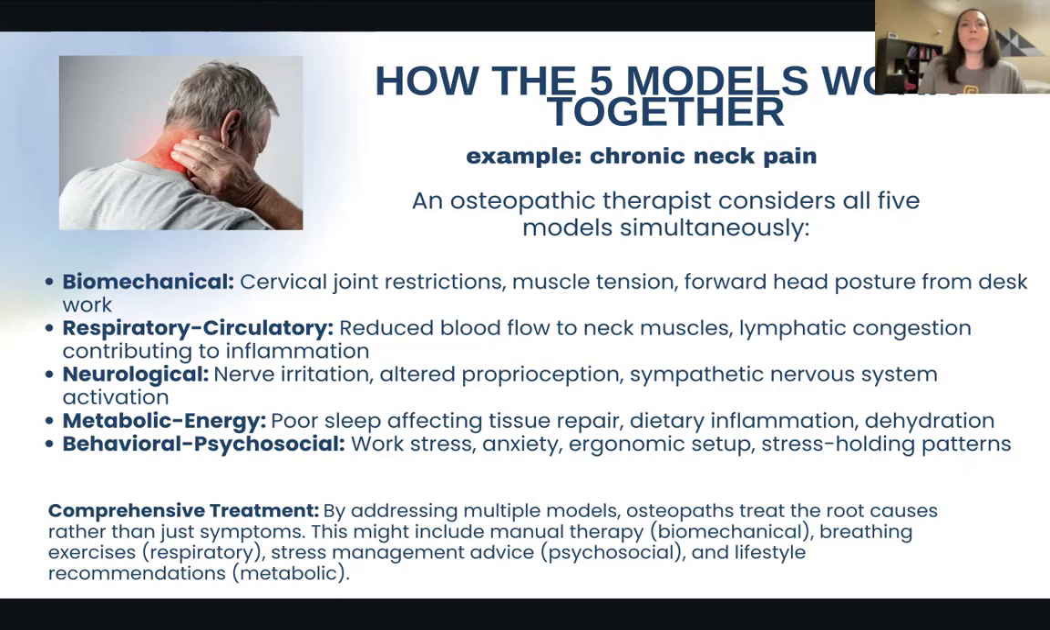So from a biomechanical perspective, we're looking at cervical joint restrictions, muscle tension, for example, forward head posture from desk work. I've worked a lot with welders who are welding above their head, and there's a lot of restriction in through the neck, the shoulders, and then all the nerve pathways in through there. And that takes us into the respiratory circulatory model. From the circulatory perspective, we're having reduced blood flow to the neck muscles. There's lymphatic congestion contributing to inflammation.